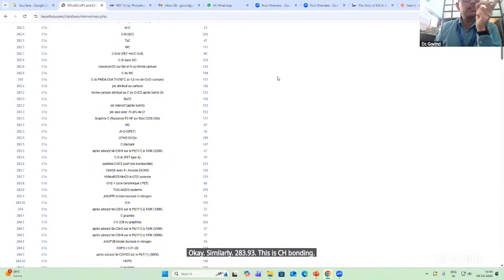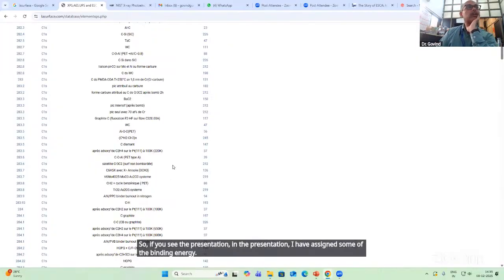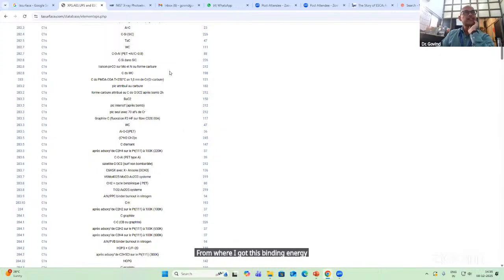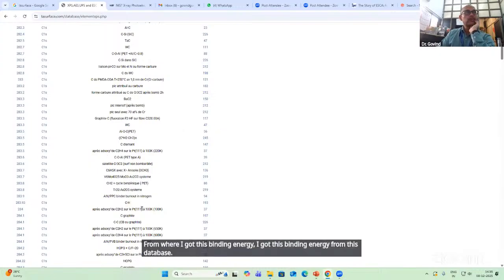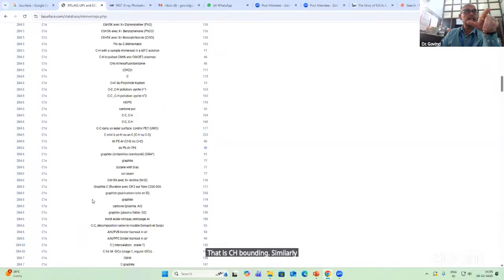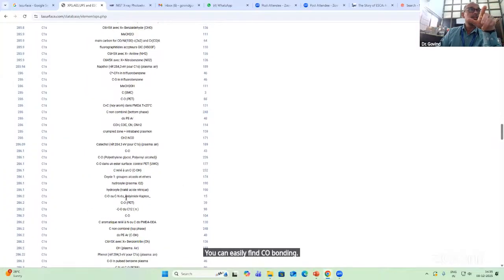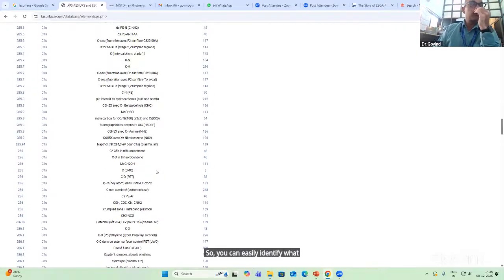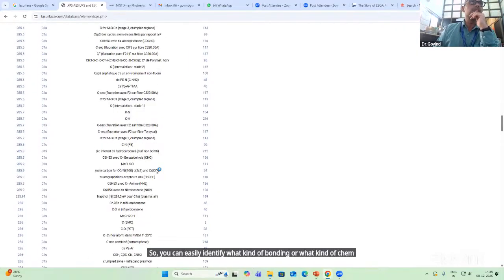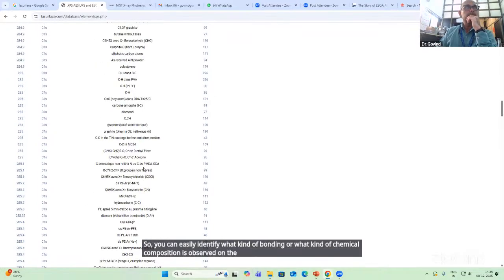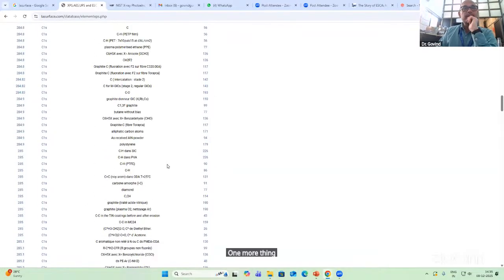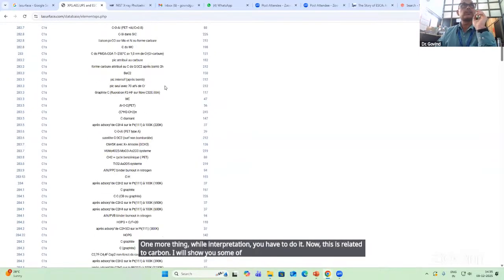So if you see the presentation, in the presentation I have assigned some of the binding energies. I got these binding energies from this database. That is CH bonding. Similarly, if you scan entirely, there is much more in the database. You can easily find CO bonding, simply carbon oxygen bonding. So you can easily identify what kind of bonding or what kind of chemical composition is observed on the surface. One more thing while interpreting. Now, this is related to carbon. I will show you some others also.